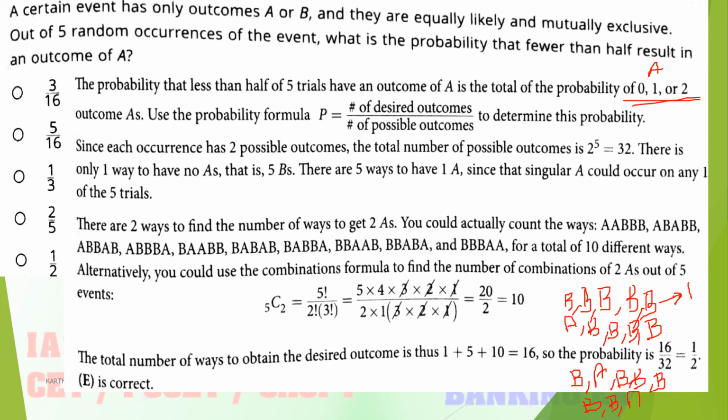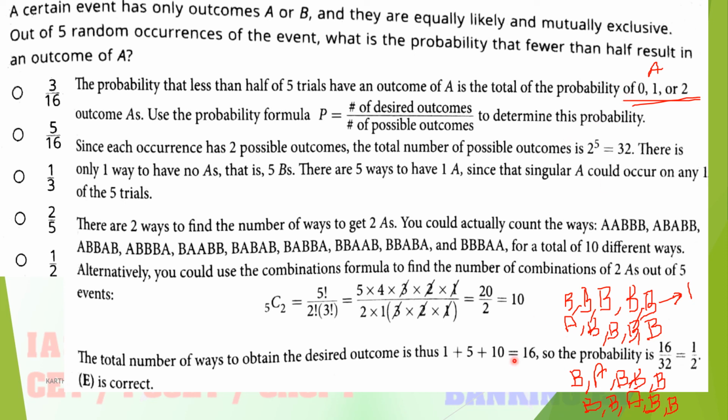Likewise, how many ways are possible? Total 5 ways are possible. A is in first place, A is in second place, A is in third place, fourth place, and fifth place. Like that, 5 combinations are possible.